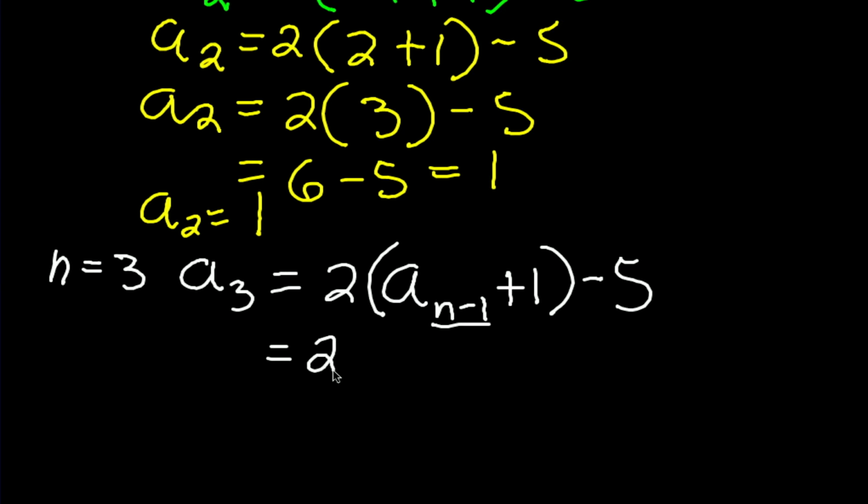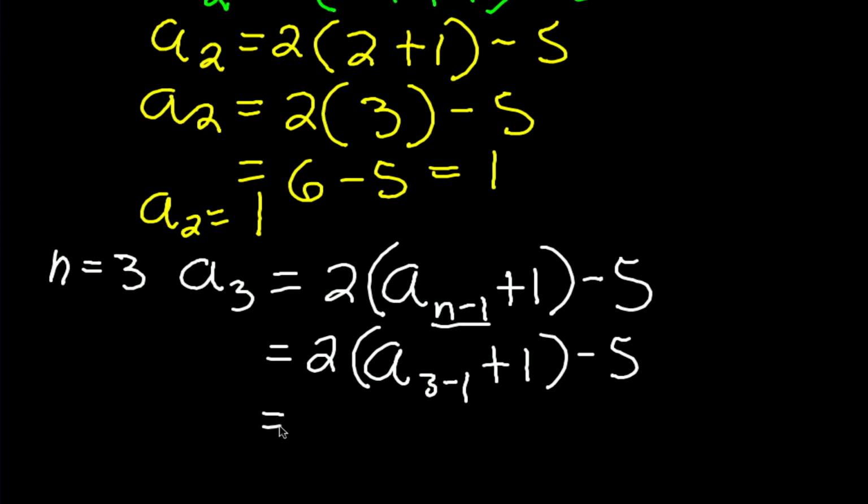So that's going to give me 2 times a sub 3 minus 1 plus 1, subtract 5. So carrying out the formula, it's going to be equal to 2 times... Again, all this does is tell me which term I'm talking about. I do 3 minus 1, which is 2. So it's saying the second term, which was the previous term before the third term, or a sub 3. That's all that does is tell me which term I'm talking about to substitute in.